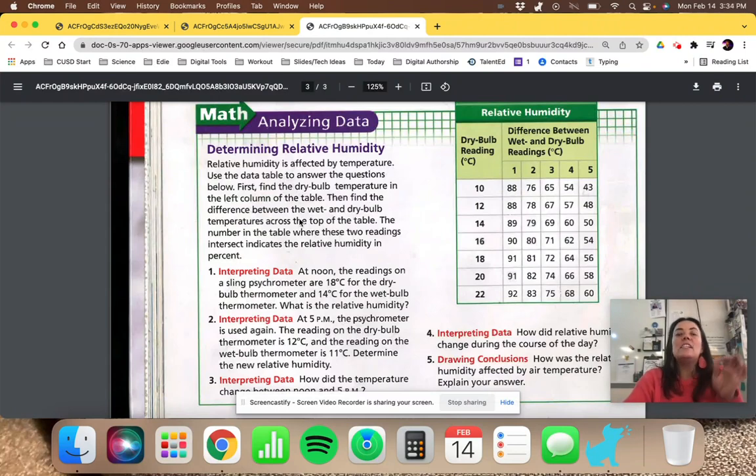And so this says, first you're going to find the dry bulb temperature in the column, and then you're going to find the difference between the wet and the dry bulb, and then you'll find the relative humidity. So I'll walk you through a problem. It says at noon, the reading on a sling psychrometer is 18 for the dry bulb and 14 for the wet bulb. What is the relative humidity? Well, first of all, we have to find the dry bulb temperature, which we said was 18. The difference between 18 and 14 is 4. So if the dry bulb was 18 and the difference was 4, the relative humidity would be 64%.